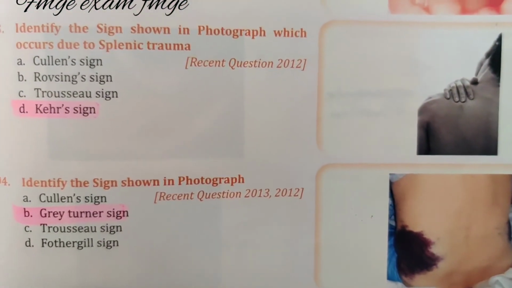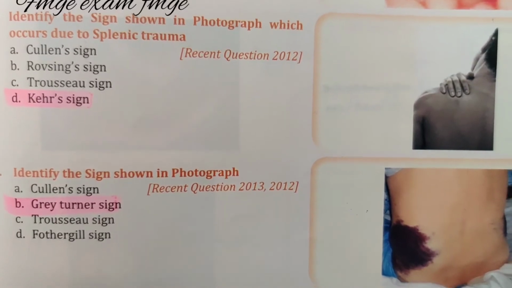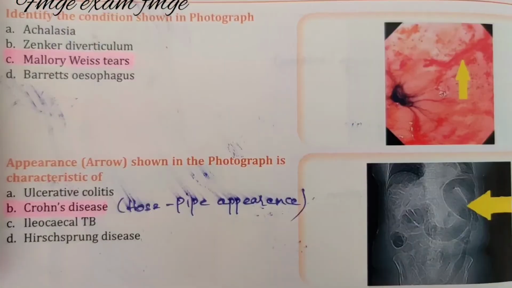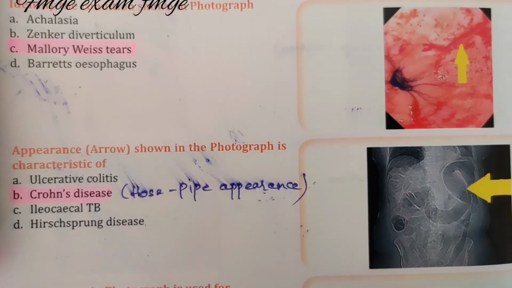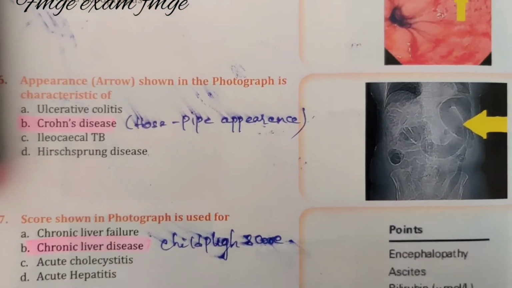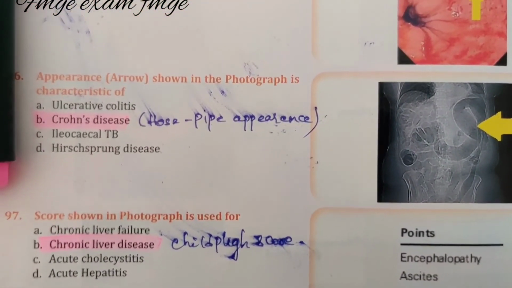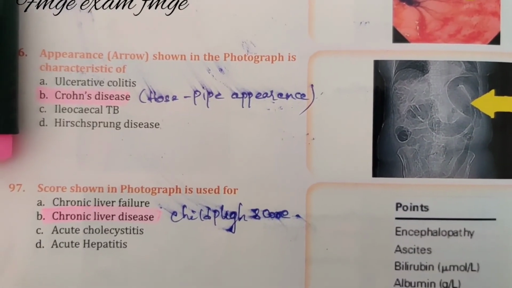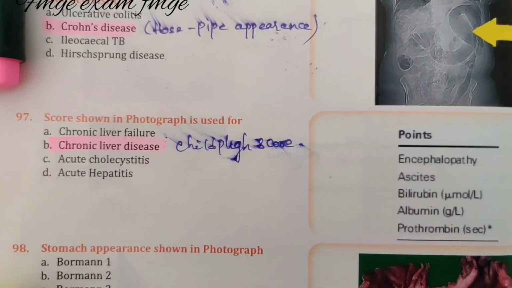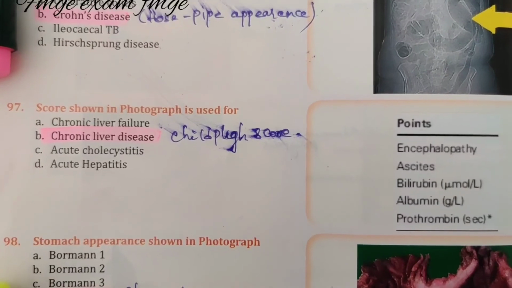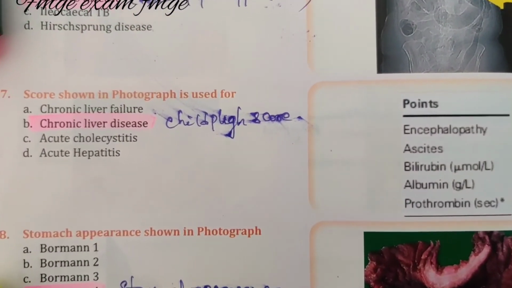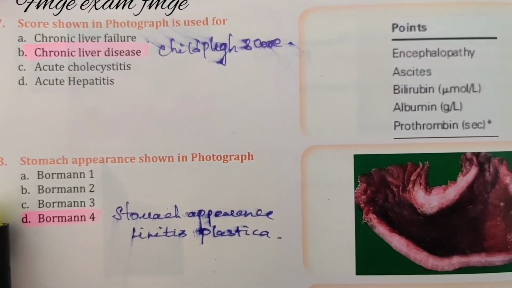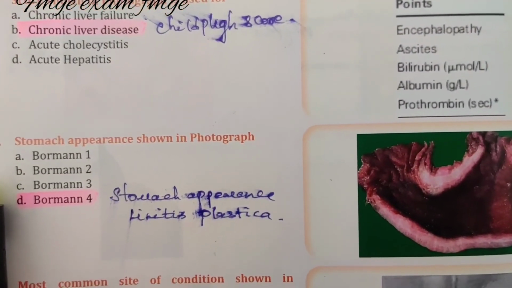Identify the sign shown in the photograph: Grey Turner's sign. Identify the condition shown in the photograph: Mallory-Weiss tears. The appearance shown by the arrow in the photograph is characteristic of Crohn's disease, the string sign. The score shown in the photograph is used for chronic liver disease. The stomach appearance shown in the photograph is Borrmann type 4.